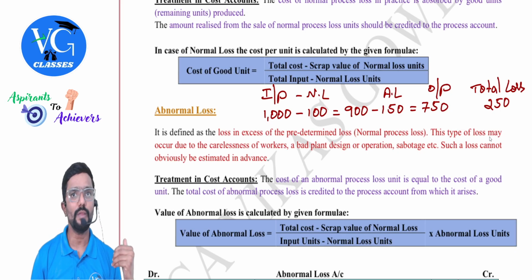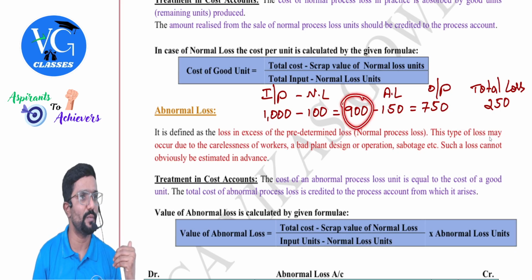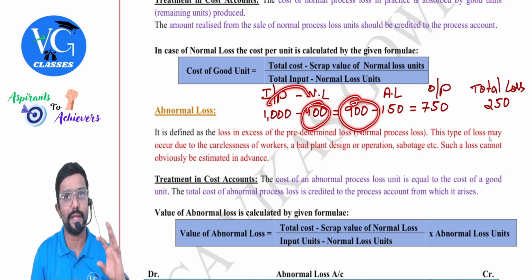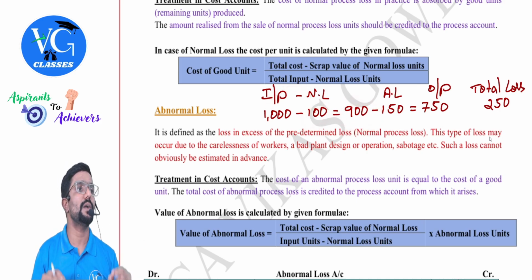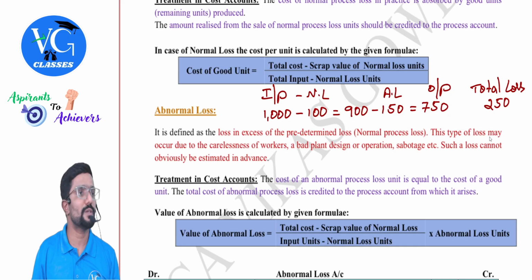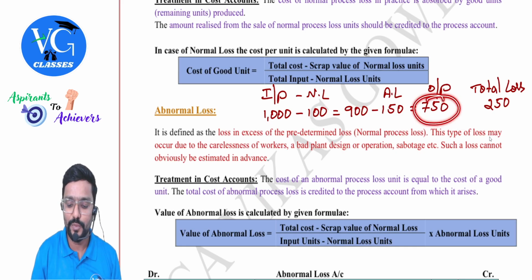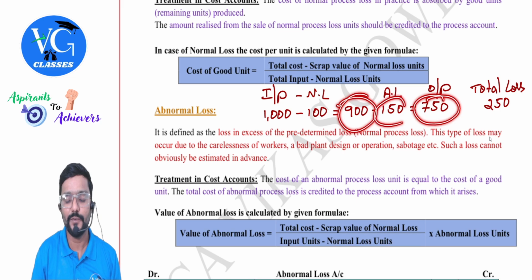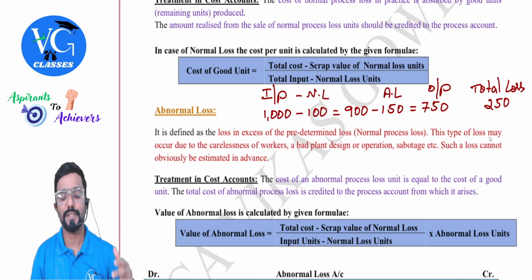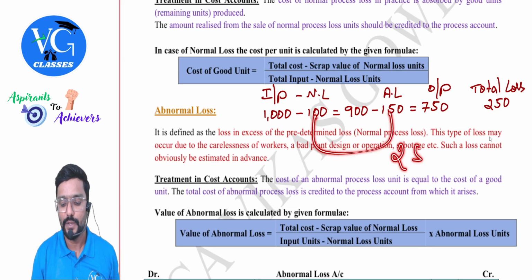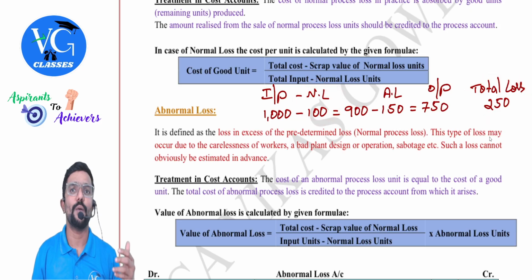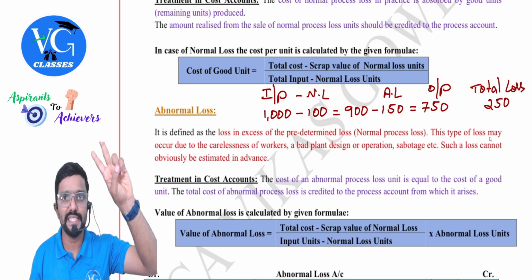Abnormal loss. We call this normal output: after reducing normal loss from input, whatever I was anticipating is called normal output. If I get the same, there is no chance of abnormal loss or abnormal gain. But if my actual output is less than normal output, then the difference is abnormal loss. Or if I ask you what is the total loss? 250. If total loss is more than normal loss, the difference is abnormal.